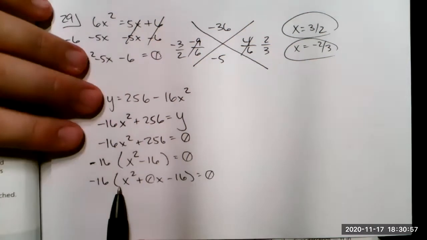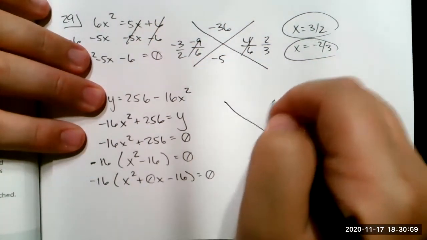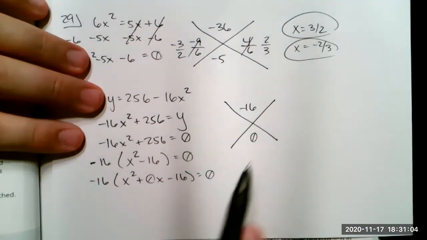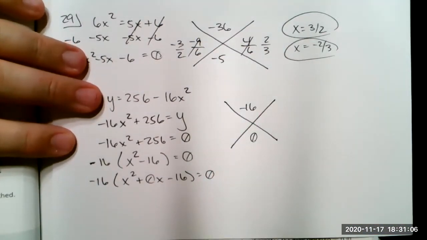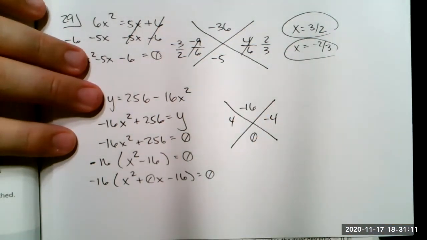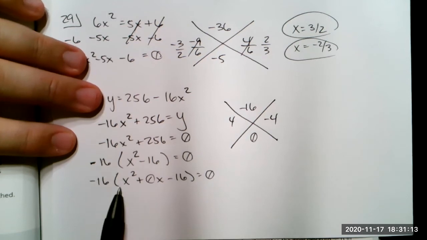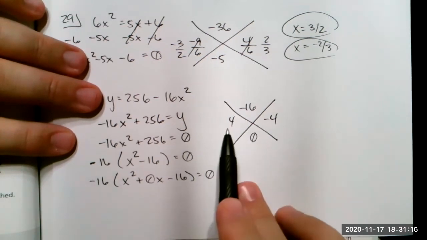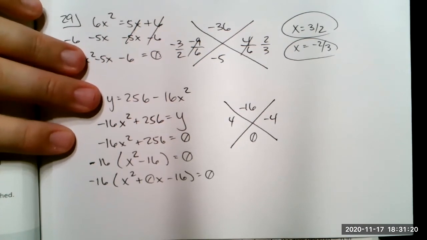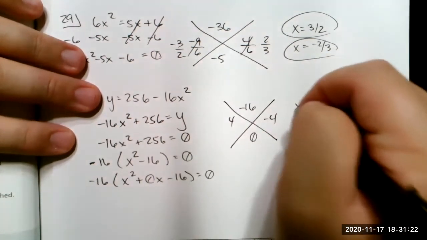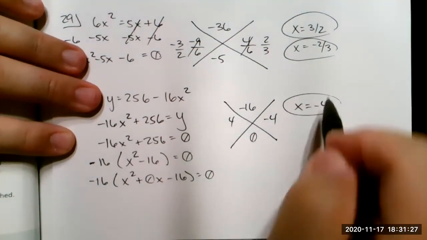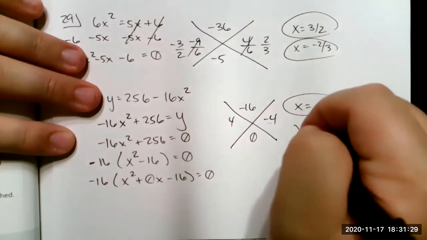So same idea. We'll set ourselves up with a cross. A times c, that's negative 16. What 2 numbers multiply to negative 16 but add to 0? I think it's 4 and negative 4. Our a value is 1. So again, you can go back and divide by 1, but it's still going to be 4 and negative 4. So our answers are going to be x equals the opposite of positive 4, which is negative 4, and then x equals the opposite of negative 4, which is positive 4.